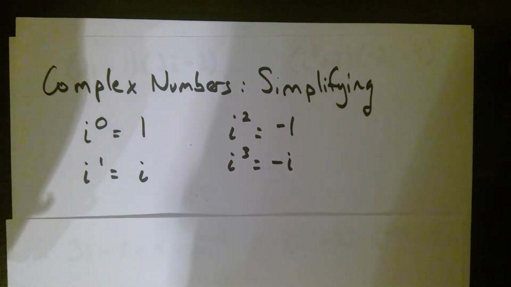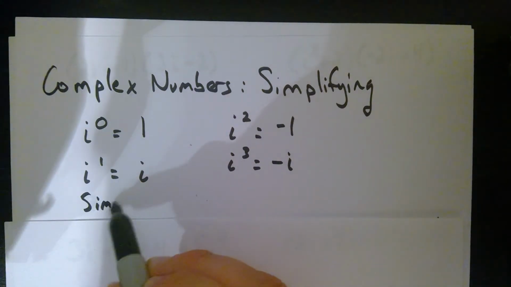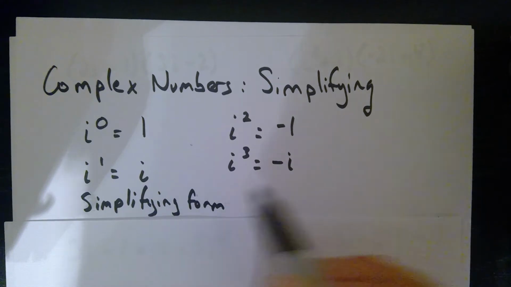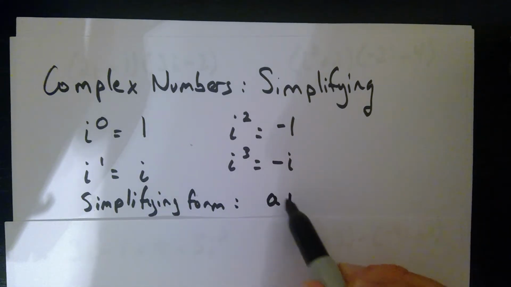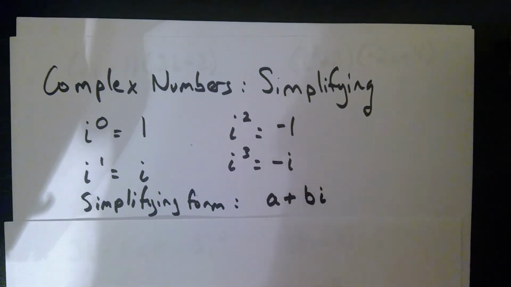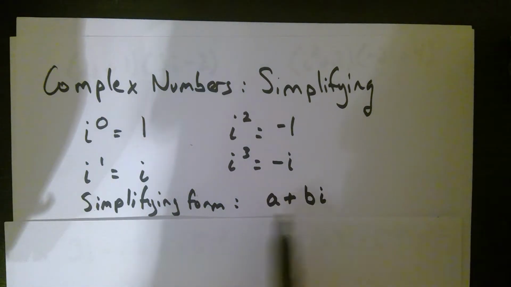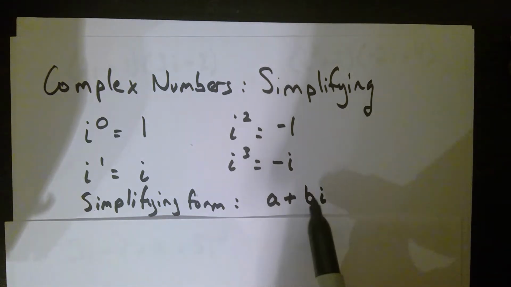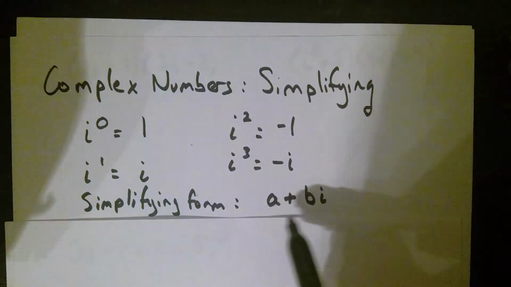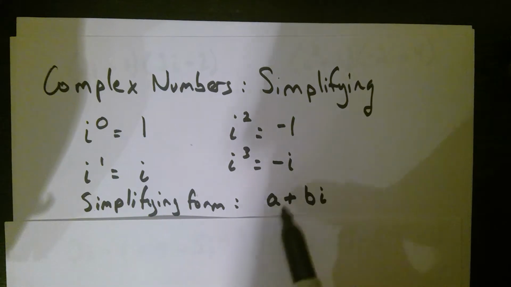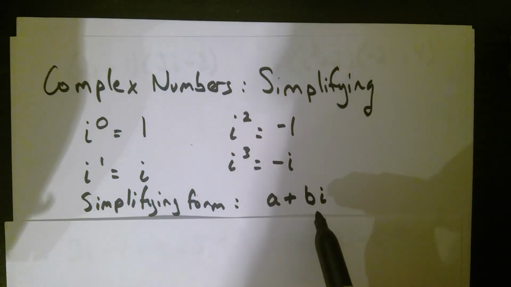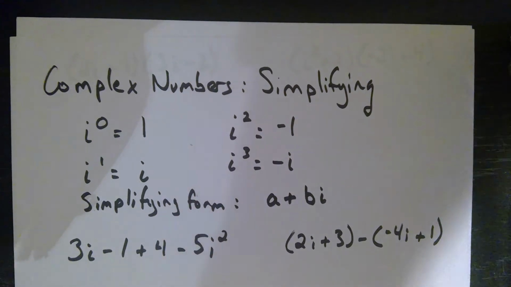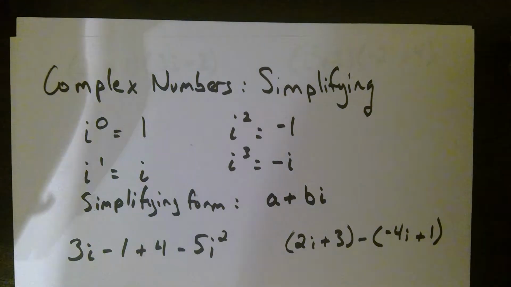Now, when we simplify, our simplifying form is a plus bi. Okay, so a is our numbers and b is the coefficient, the number in front of our i. So how many i's are we counting? Now, they can be positive, they can be negative, but we have our numbers and we have our i's, so we'll have no exponents. Okay, so let's go ahead and simplify this first one.